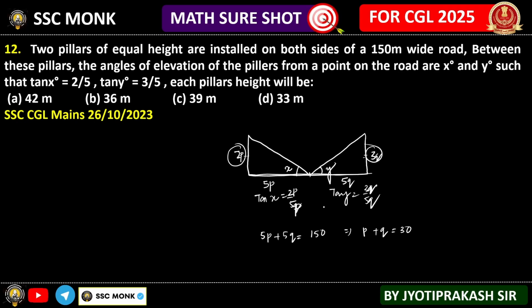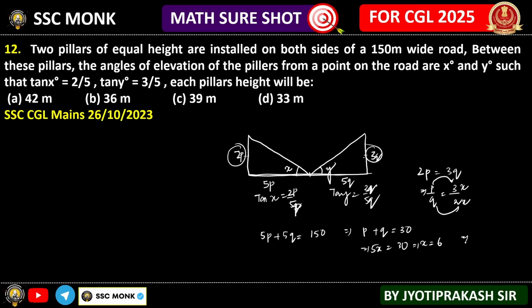Yes or no? Yes. Here you need to understand one thing, that 2p is equal to 3q already given, because these two pillars are of the same height. So I can write p by q is equal to 3 by 2. Yes or no? That means if p is 3x part, q will be 2x part. So 3 plus 2 is equal to 5x, that is equal to 30. So x value is equal to what? 30 by 5, that is 6.